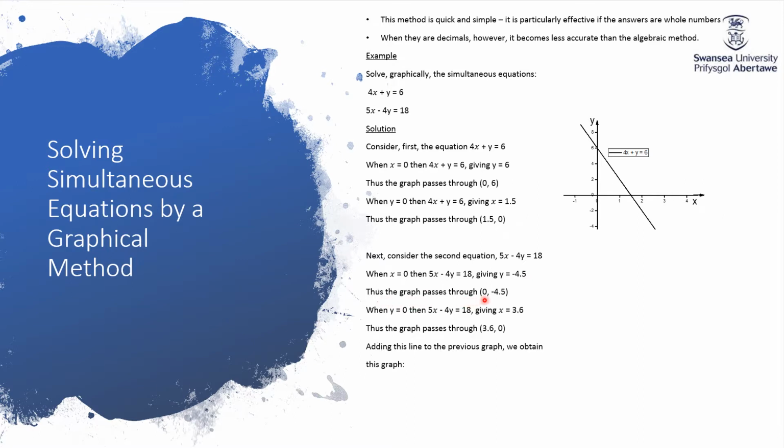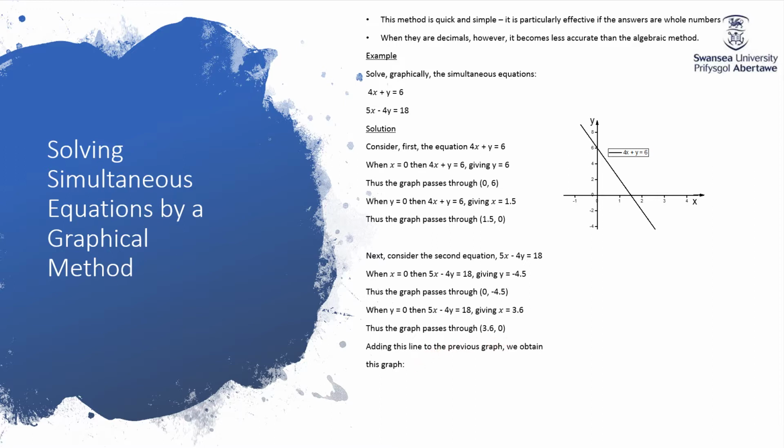Thus the graph passes through the point (0, -4.5). Now let's consider when y equals 0. Then 5x minus 4 lots of 0 equals 18, so therefore 5x equals 18. If you divide both sides by 5, you'll see that x equals 3.6. Thus the graph passes through the point (3.6, 0).